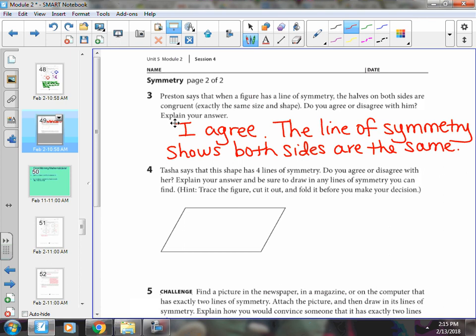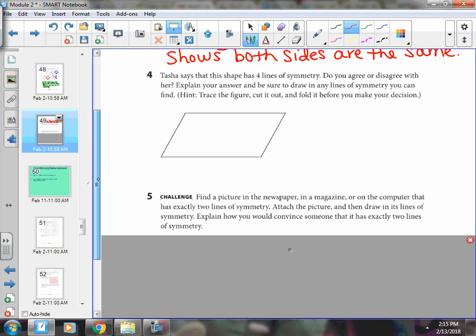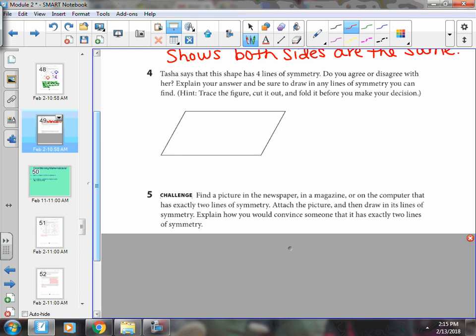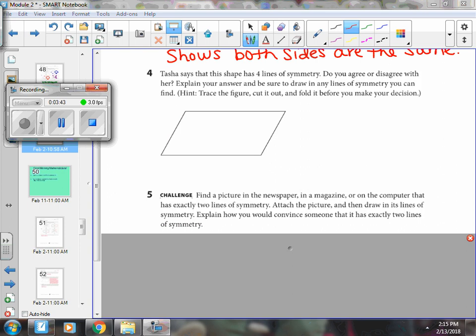All right, number 4, Tasha says there are 4 lines of symmetry. It says that you can cut this picture out, and you can. You also could make a very similar shape on a separate sheet of paper if you don't want to cut into your home connections book. Some kids might think that there are lines of symmetry, but there really aren't. So I'm going to say that I disagree.